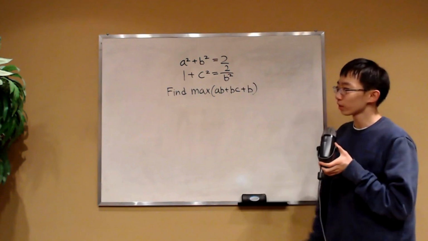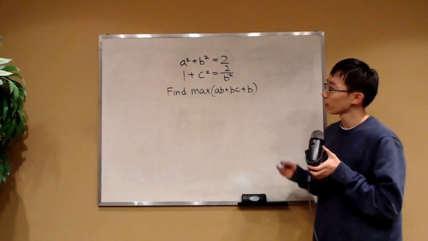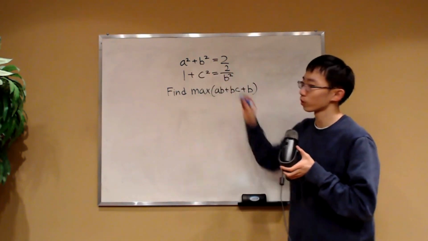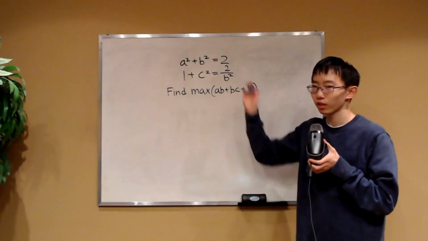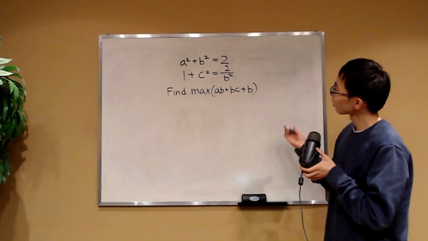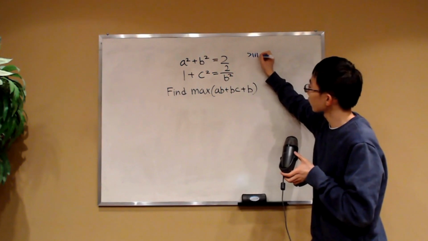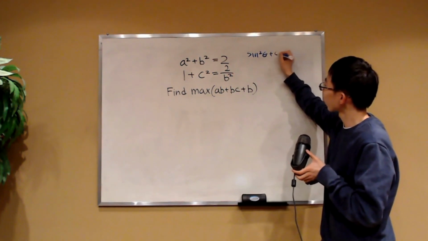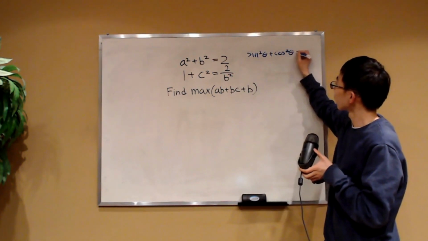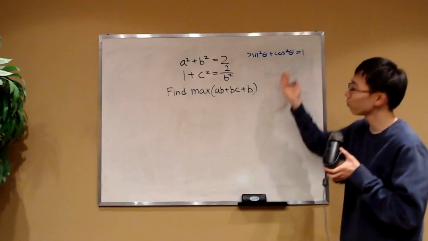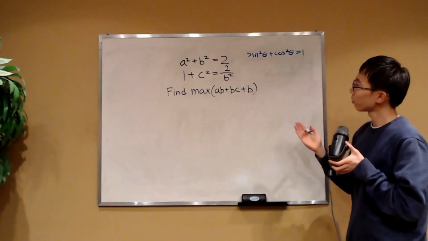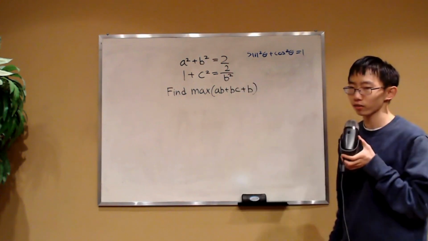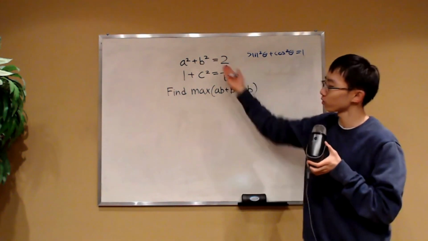What trig identity represents or resembles something squared plus something squared equals a constant? The Pythagorean identity. Notice that this almost looks like sine squared theta plus cosine squared theta equals 1. This first equation almost resembles this. But this is 1 and this is 2, so how are we supposed to relate these two?